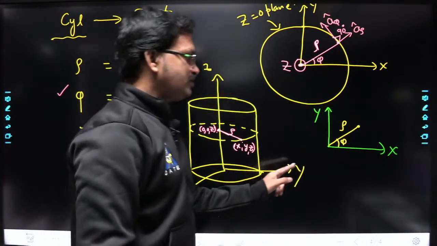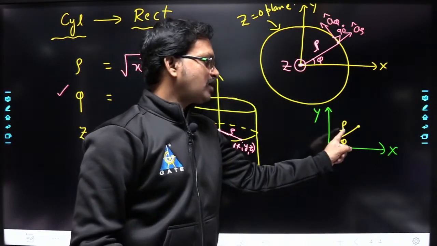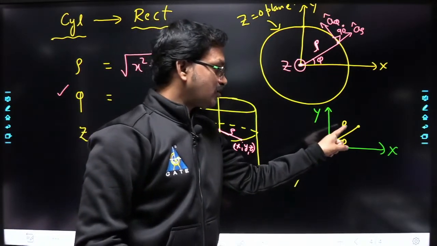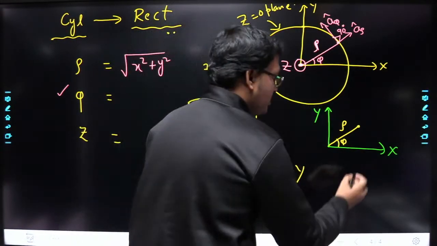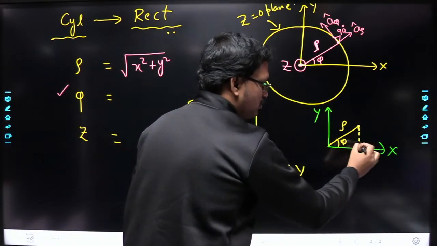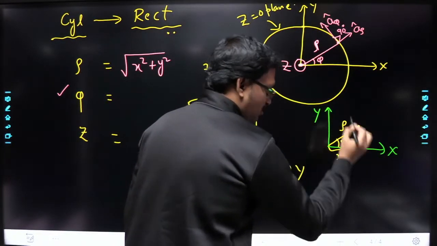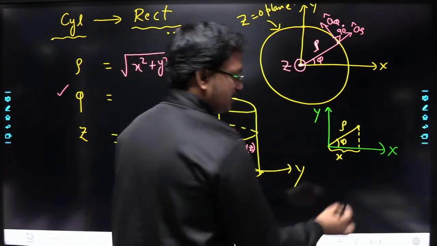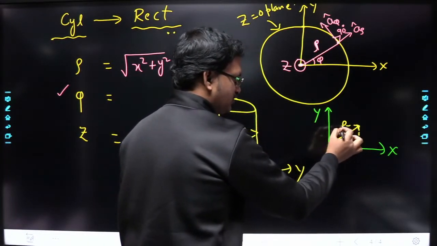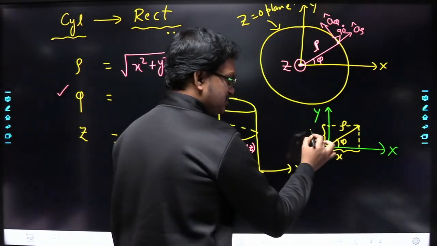Understood? So now this rho is neither along x nor along y. That means it is going to have its components along x and along y. So what is the component of rho along x here? What you have to do is drop your normal from the head of rho onto this x-axis. So the distance from here to here, I am calling it the x component, that is x. And if you drop your normal from the head of the rho onto the y-axis, the distance from here to here is nothing but y.